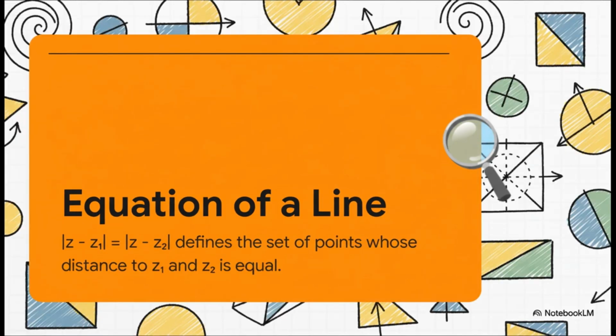Or how about this one? This says, the distance from our point z to some other point z1 is always equal to the distance from z to a different point z2. Now just think about that for a second. What is the set of all points that are an equal distance from two other points? It's a straight line, right? The perpendicular bisector between them. Once again, a super simple equation describes a fundamental geometric shape.